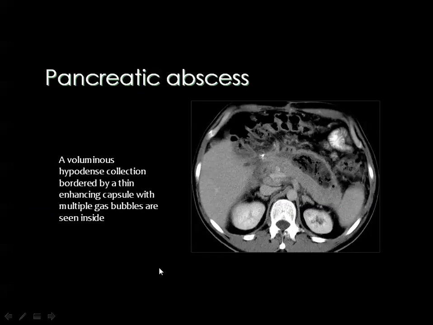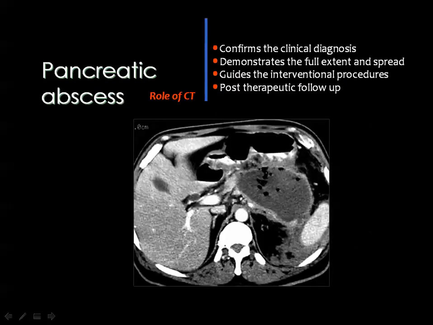Then if you see a collection in the region of the pancreas in a case of acute pancreatitis, this collection may represent a pseudopancreatic cyst or an abscess. But if you detect air inside this collection, you may be sure that this cyst is in fact an abscess in the region of the pancreas.